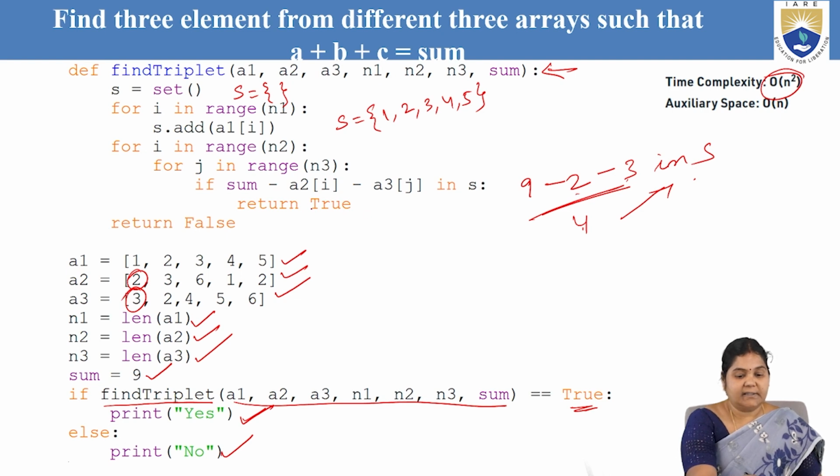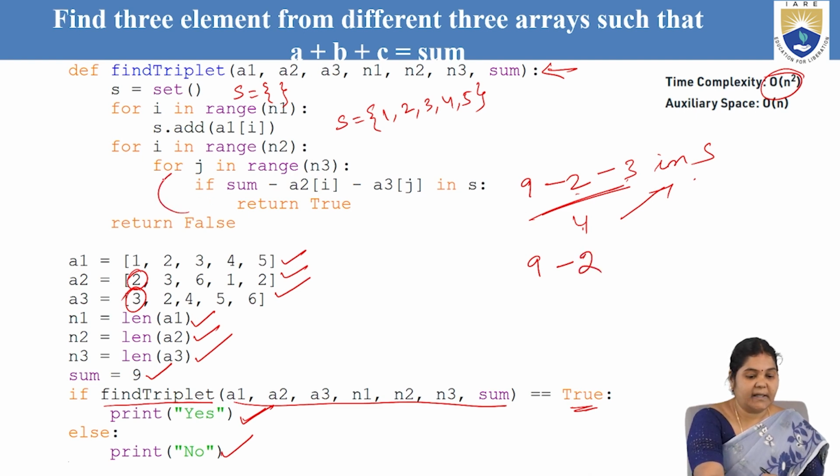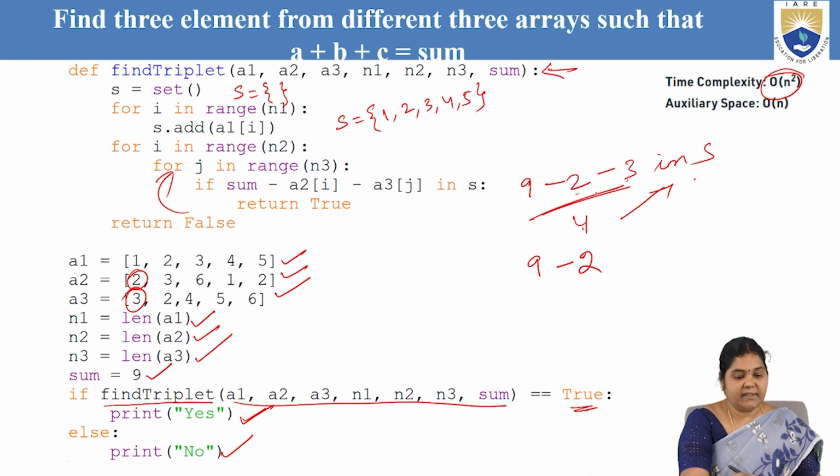Now, next time, what will happen? S already contains only the contents of A1. Again, sum is 9 minus a2[i]. a2[i] is the same, that is 2 only, but this loop will iterate until it ends. Now next time it will be 9 minus 2 minus 4, which is 3, wait, 9 minus 4 is 5. Is it in s? Yes, it is there. So it is a triplet. Okay, fine.